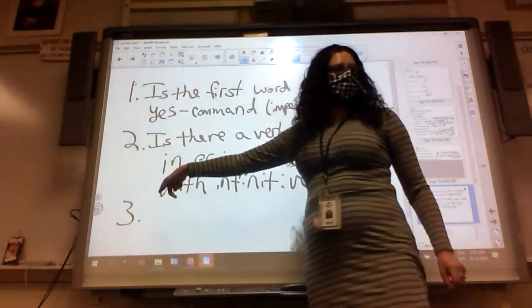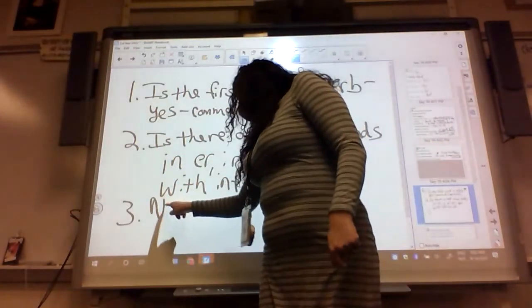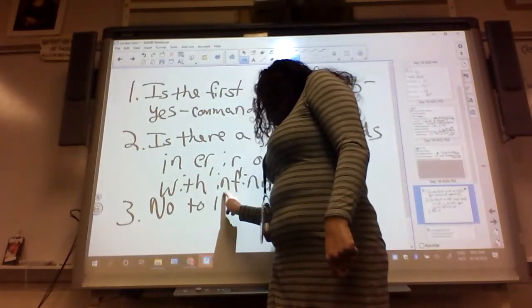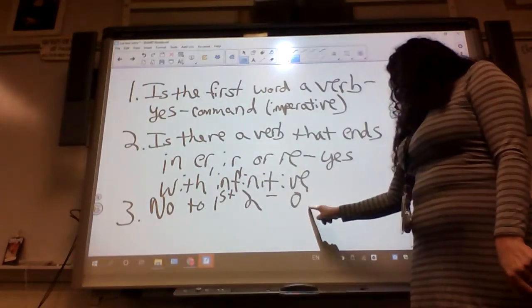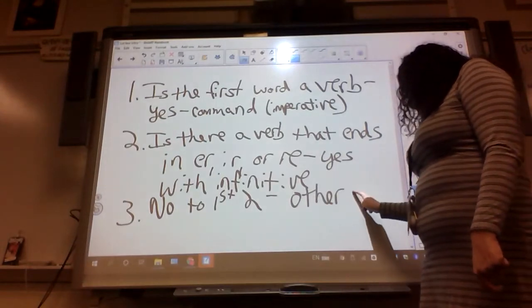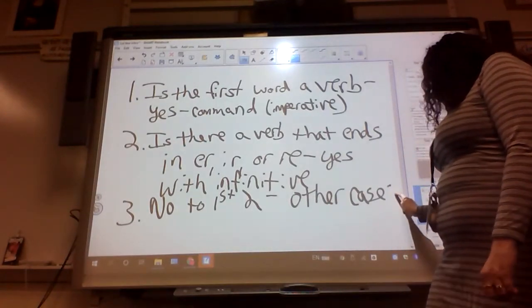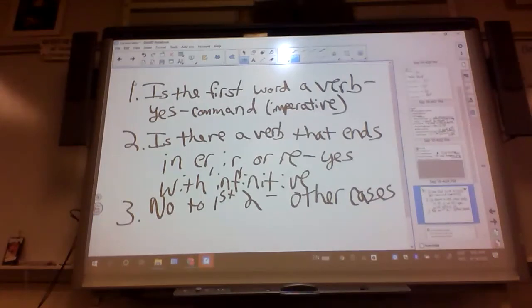If I say no to the first 2, it's most likely all other cases. So my 3 questions: is the first word a verb? Yes, boom, it's a command. Is there a verb that ends in ER, IR, or RE? Yes, it's with infinitive, most likely. If you said no to the first 2, it's all other cases.